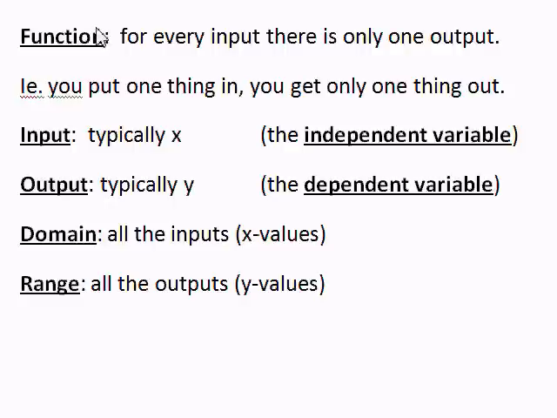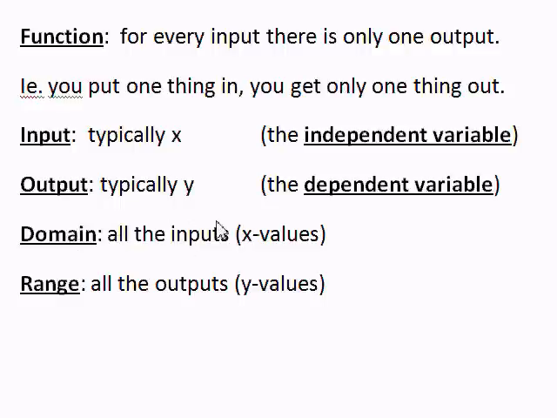A function tells us that for every input, there is only one output. So something is a function if every time you put something in, you get only one thing out. With these things called functions, there are inputs and there are outputs. Something you're going to put in, something you're going to get out. Inputs are typically x's, or they're called the independent variable. Outputs are typically y's, and they're called the dependent variable.